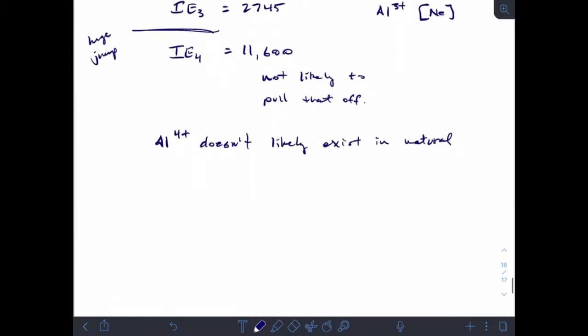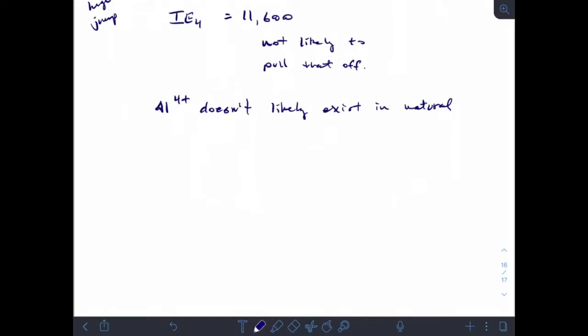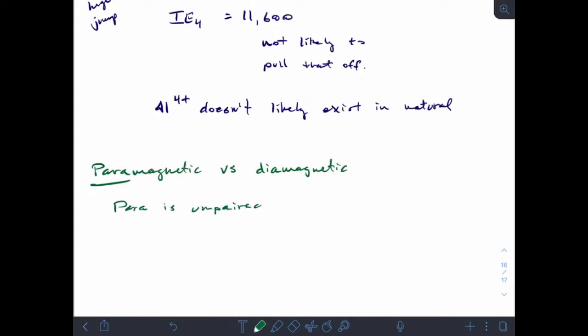Okay, so I did lie, and we do have one more topic to discuss, and that is the concept of paramagnetic versus diamagnetic. Let's switch up colors here. Okay, now the easiest way to remember this is that para is unpaired electrons. Para is unpaired. Okay? Unpaired electrons are magnetic. In other words, are attracted to magnetic fields.